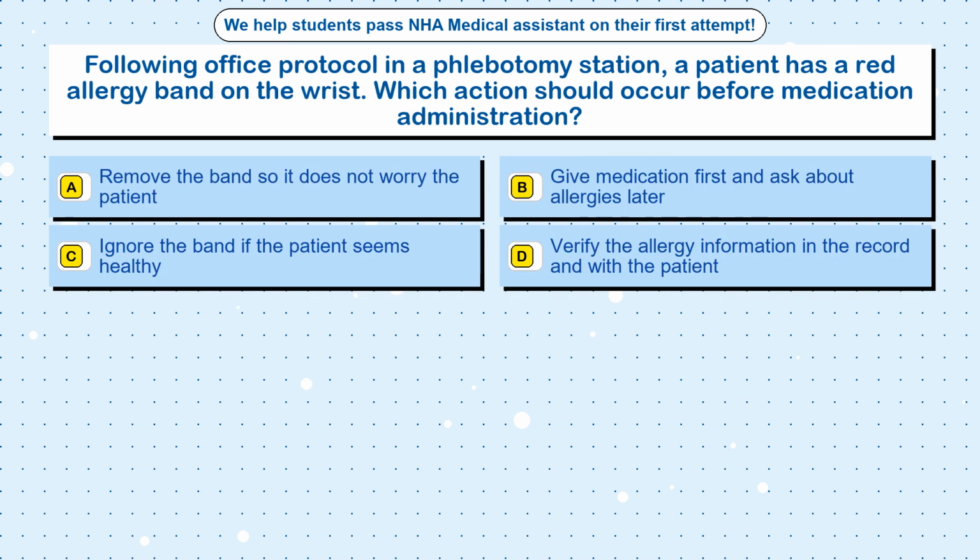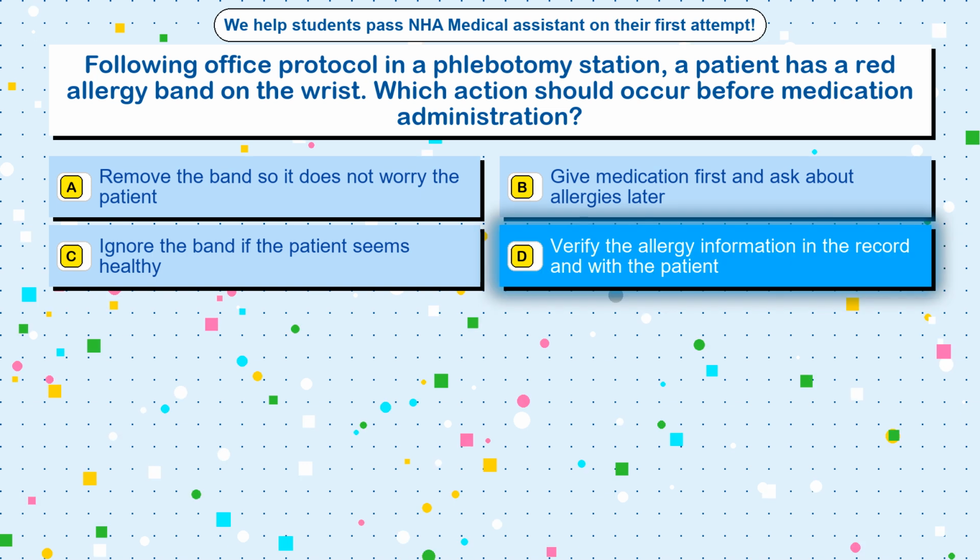Question 74. Following office protocol in a phlebotomy station, a patient has a red allergy band on the wrist. Which action should occur before medication administration? Option A, remove the band so it does not worry the patient. Option B, give medication first and ask about allergies later. Option C, ignore the band if the patient seems healthy. Option D, verify the allergy information in the record and with the patient. The correct answer is option D, verify the allergy information in the record and with the patient.